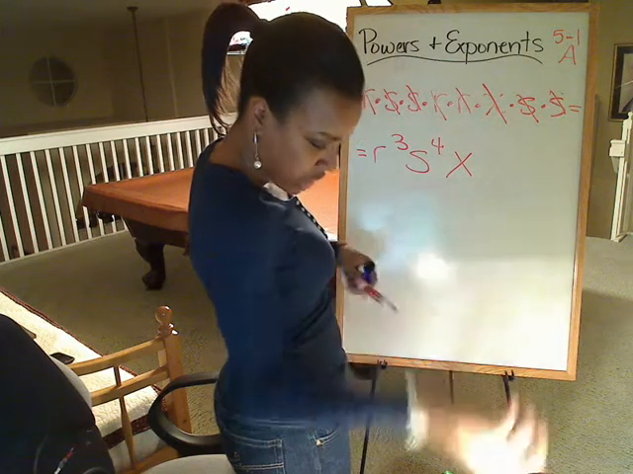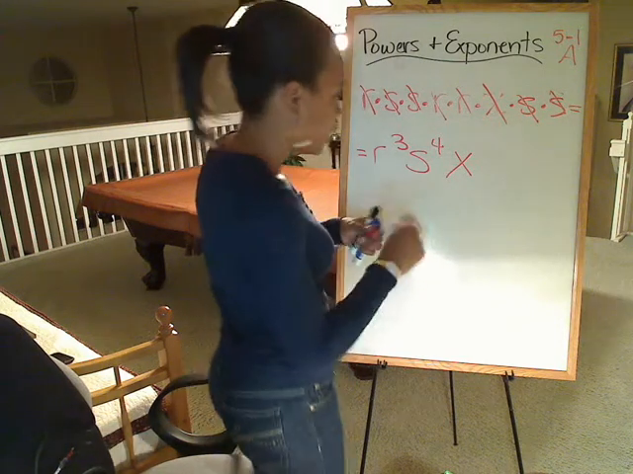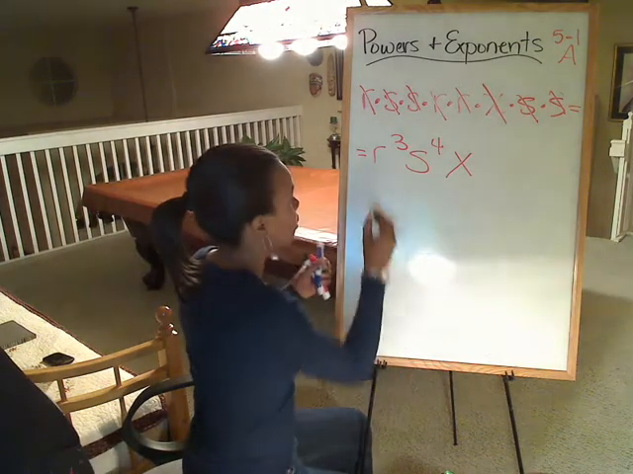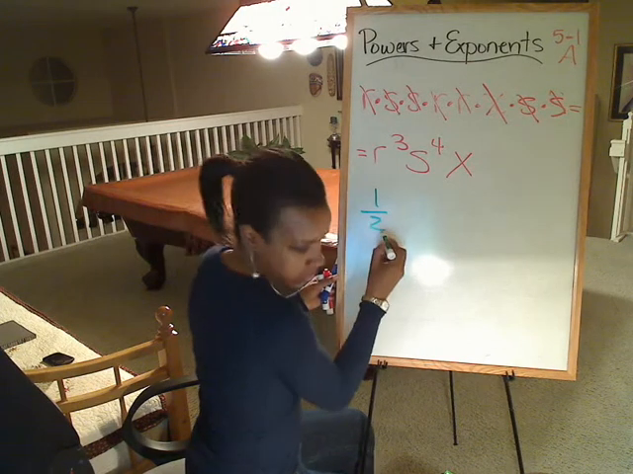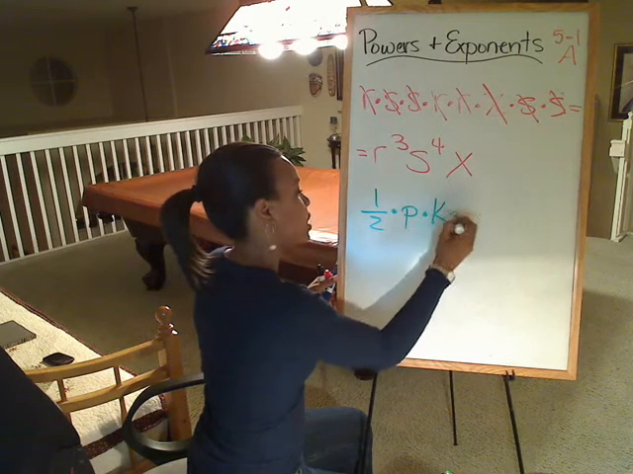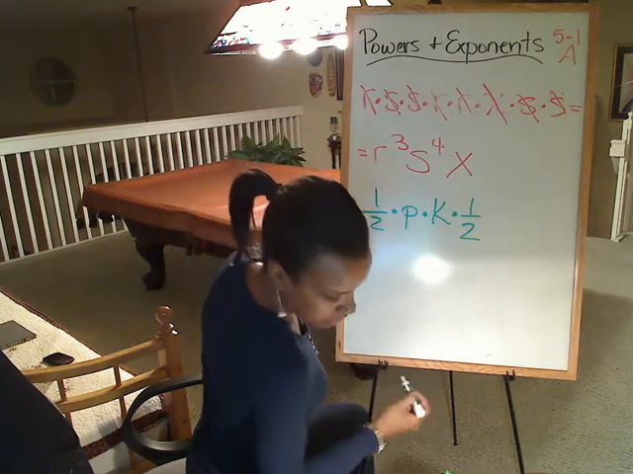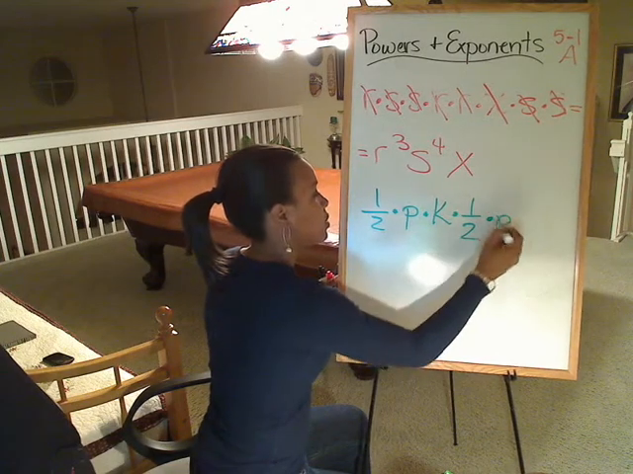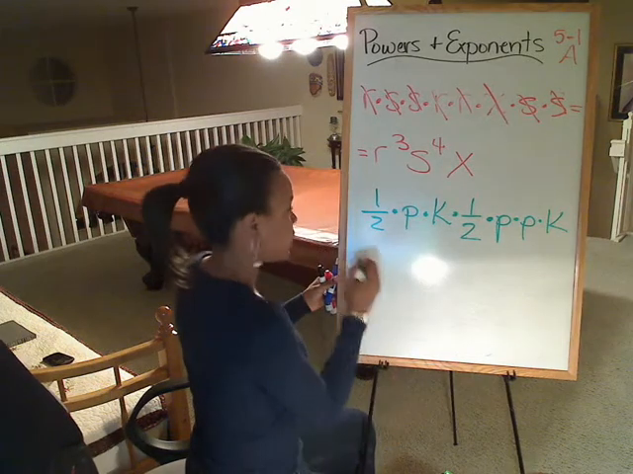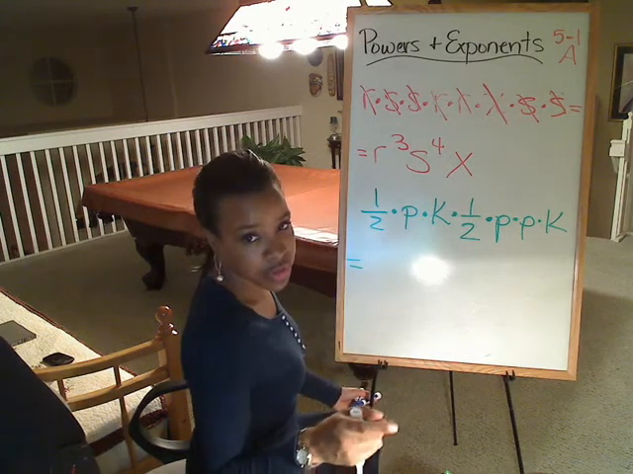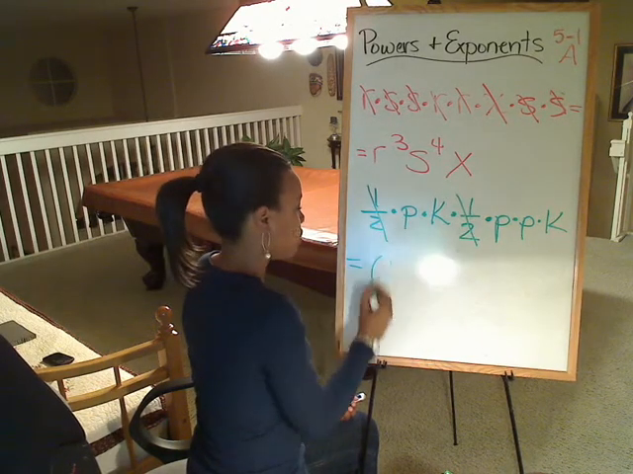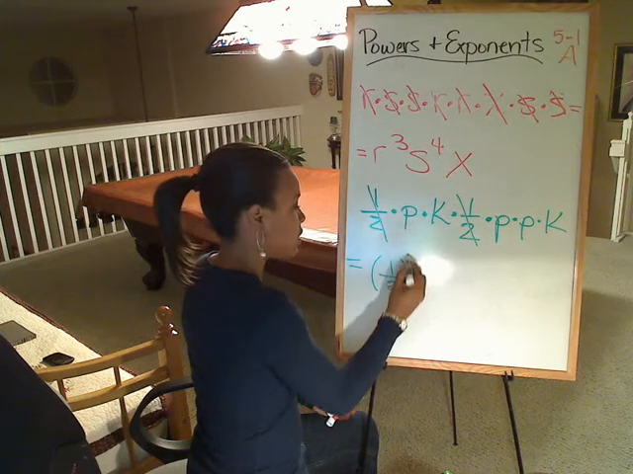Let's try some with fractions and variables. Let's say you have 1/2 times P times K times 1/2 times P times P times K. Let's see what we get. You always do the numbers first. So how many 1/2s do you have? You have 2. So you put it in parentheses, put it to the second power.